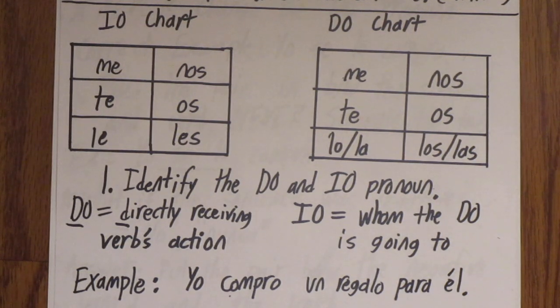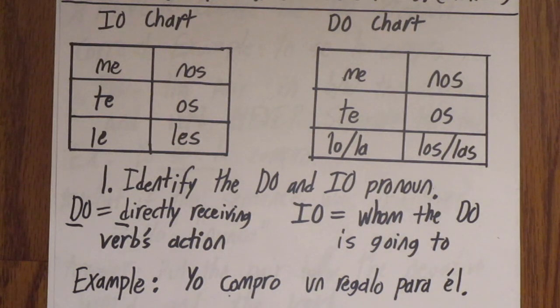To apply both of these charts to sentences, first identify the direct object and the indirect object. The direct object will be directly receiving the verb's action, while the indirect object will be whom the direct object is going to. Let's use the following example. Yo compro un regalo para él. The direct object is un regalo because it is directly receiving the action of the verb. The indirect object is él because this person is receiving the direct object. So, we replace the direct object with the pronoun lo, because el regalo is masculine, and we replace the indirect object with the pronoun le, because the person receiving el regalo is él.